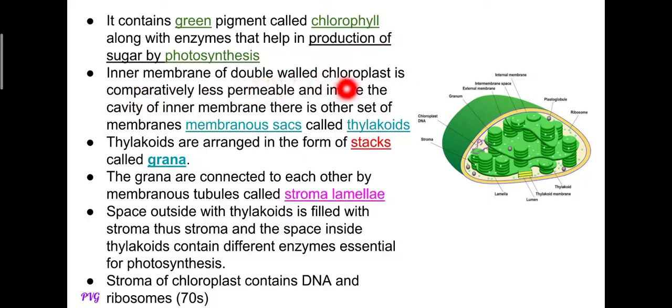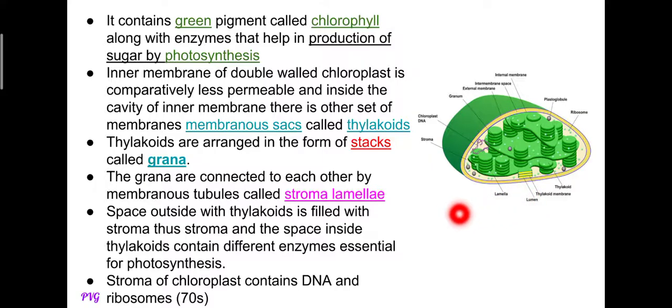The inner membrane of the double-walled chloroplast is comparatively less permeable, and inside the cavity of the inner membrane there is another set of membranous sacs called the thylakoids. Thylakoids are arranged in the form of stacks. These stacks are known as the grana, singular granum. And these grana are connected to each other by the stroma lamellae.